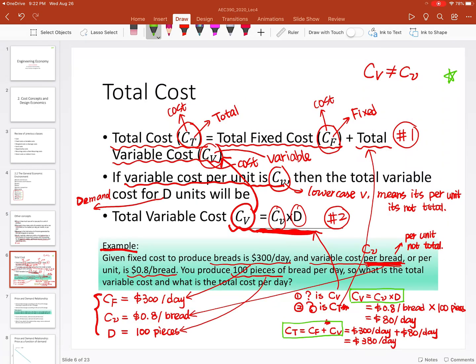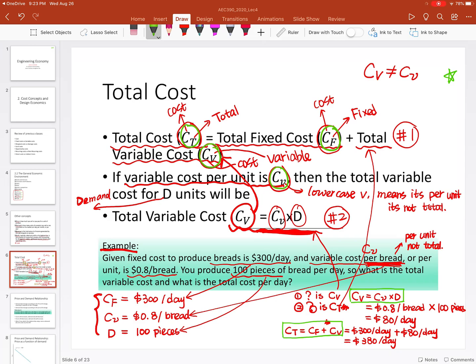We learned two functions in the last class, about the cost. We learned that total cost, CT, where C is cost and T is total, is the sum of CF, the total fixed cost, and capital CV, the total variable cost. This is easy to understand. Usually what is given in the problem or in the real case is the variable cost per unit. You usually don't get the total variable cost at the beginning. You get the variable cost per unit, which is lowercase cv.